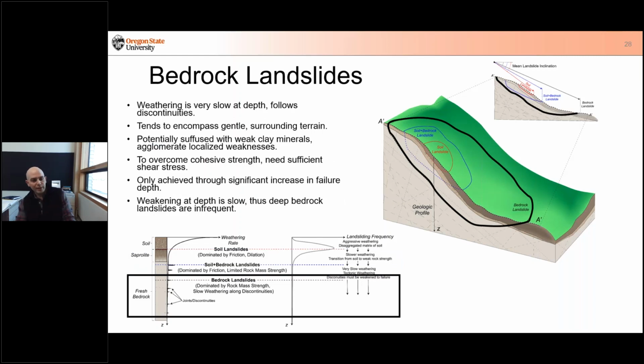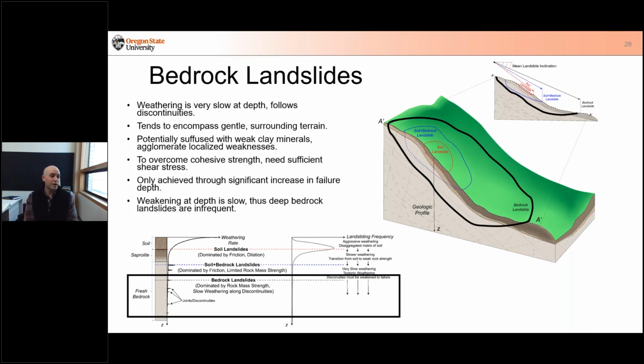And then there's the big monstrous landslides, bedrock landslides. The deeper you go, generally, the slower weathering tends to be. And weathering can come from lots of different sources, chemical weathering, tectonic weathering, lots of things. But generally, bedrock landslides are going to follow weaknesses, discontinuities.